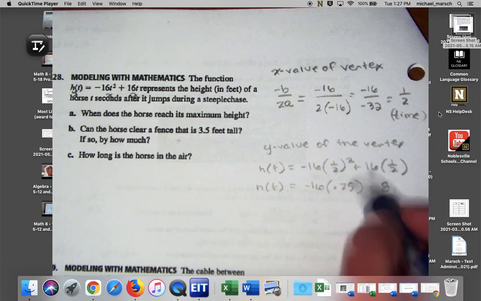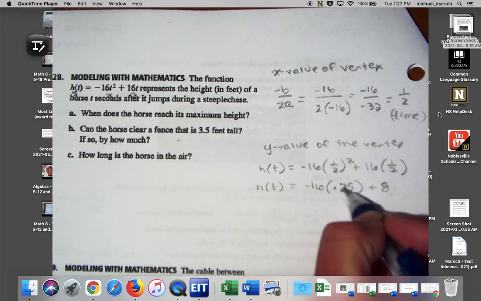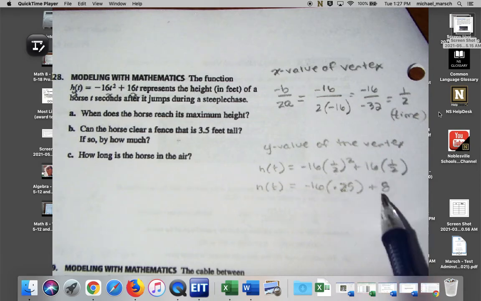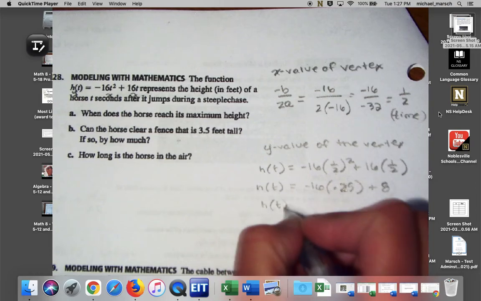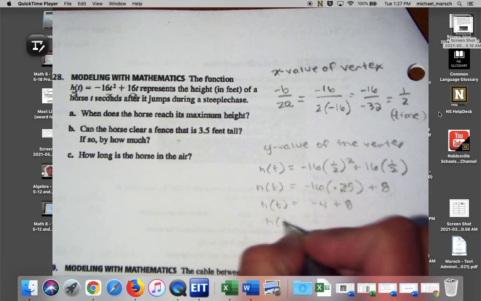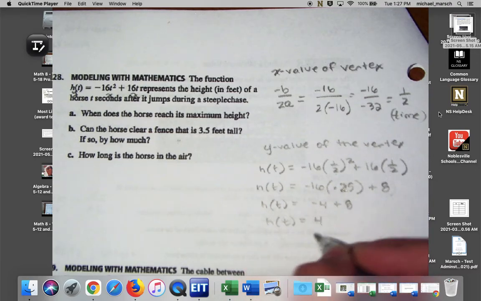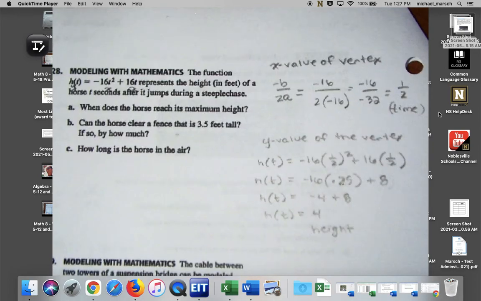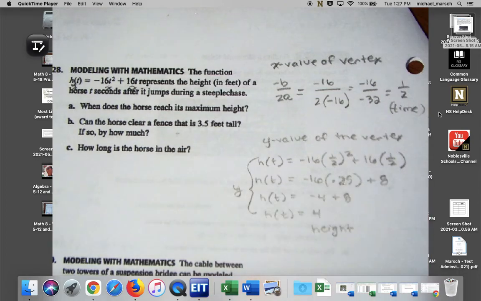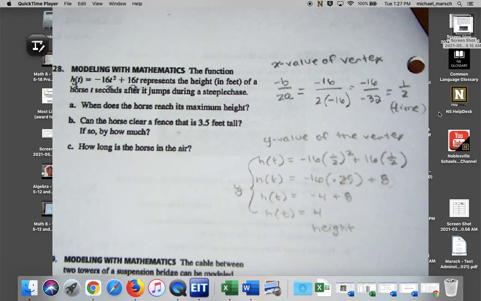One-half squared is 0.25. So negative 16 times 0.25, 16 times 1/2 is 8. So I get negative 4 plus 8. So I get 4. This is the height. Remember, this h of t is just like saying y, right? So 4 feet is the height.